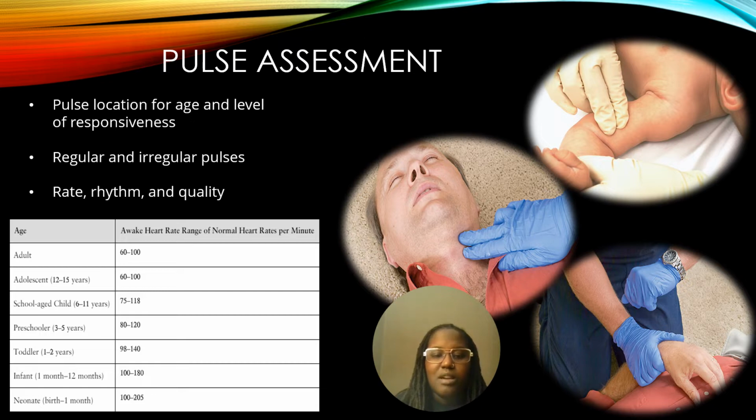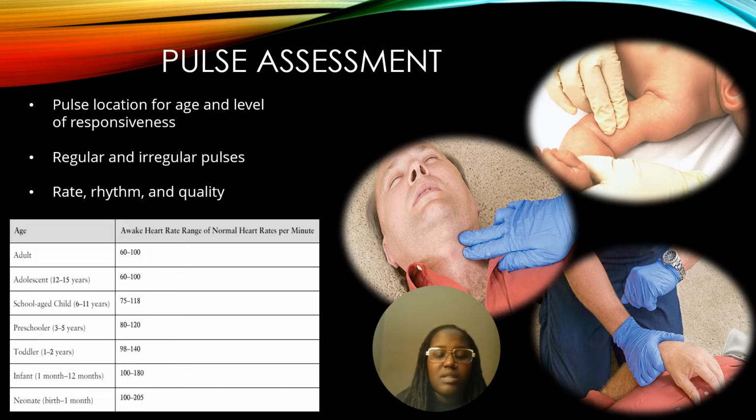Next, we're going to talk about our pulse assessment. So a big thing with assessing a pulse is that, depending on our patient's age and their level of responsiveness, the location that we go to assess the pulse is going to change. If our patients are under 1 year old, then we're going to go ahead and check their brachial pulse. And if our patient is an adult who is awake, alert, and oriented, we want to go for that radial pulse. If our patient is unresponsive, then we'll go for the carotid pulse.